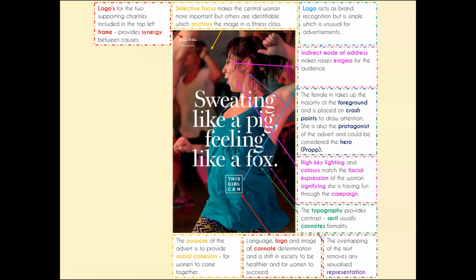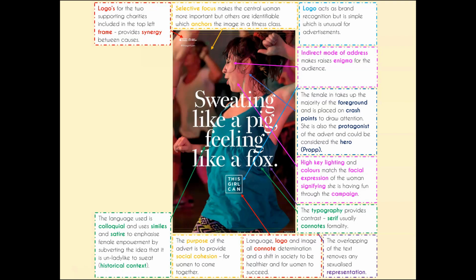Now, the overall purpose of the advert is to create this sense of social cohesion, people working together, women coming together and helping each other to be healthy, fit and active. And going back to the language slightly, we've obviously mentioned the fact that it takes away this sexualised representation and that it shows this determination, but it's also colloquial, it's slang, it's not very formal.